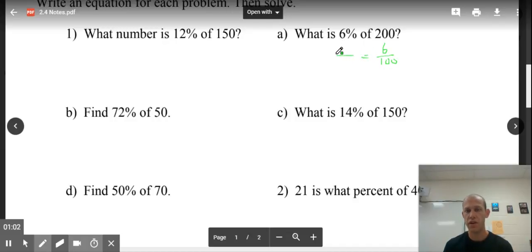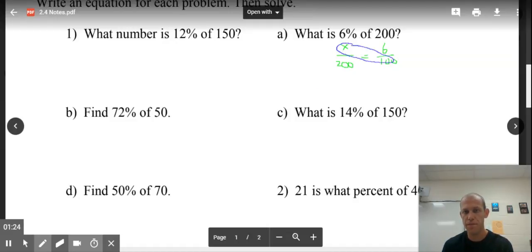So we need to figure out, is this 200 the part or is that the whole thing? So read the problem. What is 6% of 200? 200 is the whole thing. We're looking for a part out of that, 6% of it. So the mystery is right here. So now we do the cross multiply and divide part.